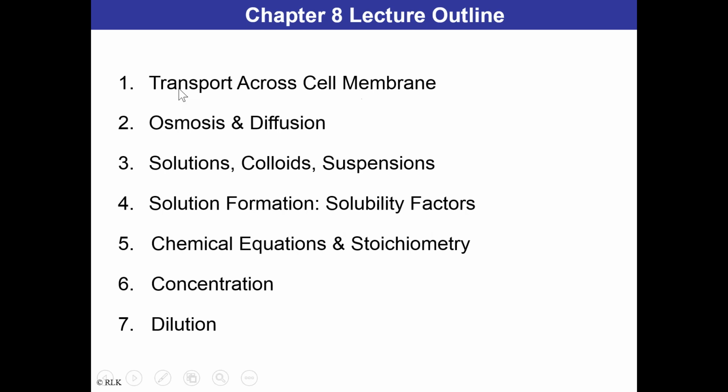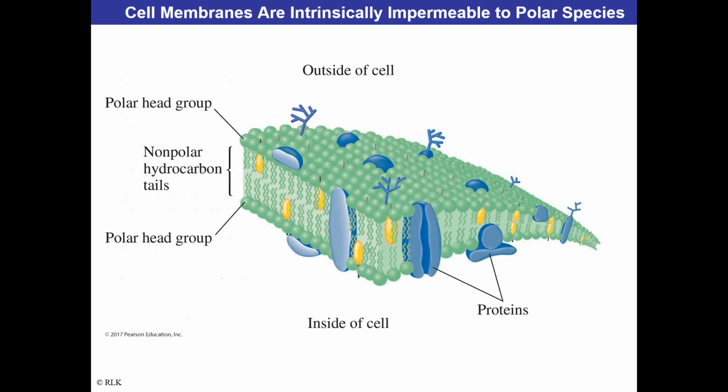Now, I want to start with transport across cell membrane. In your book, this is listed last, but because we just finished chapter 7 and there was a lot of really good information about the phospholipid bilayer and membranes of the cells, I wanted to continue on, because that's the same train of thought that we just ended with. So let's begin with it here as well.